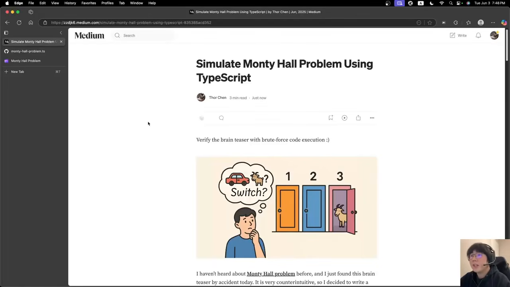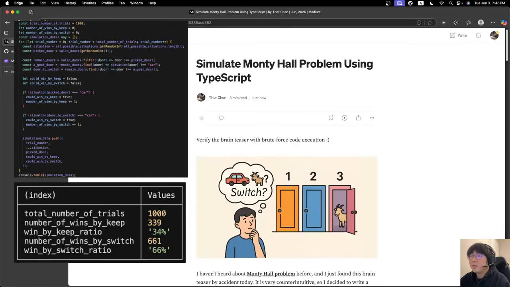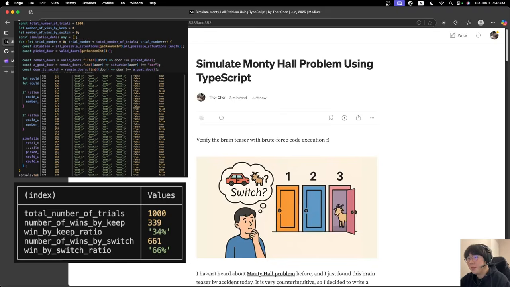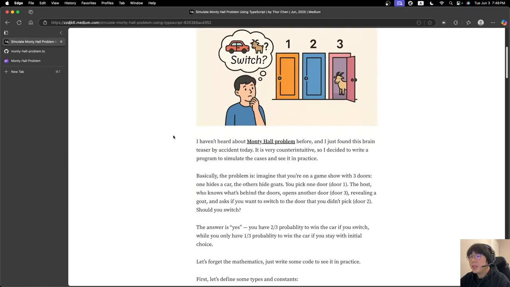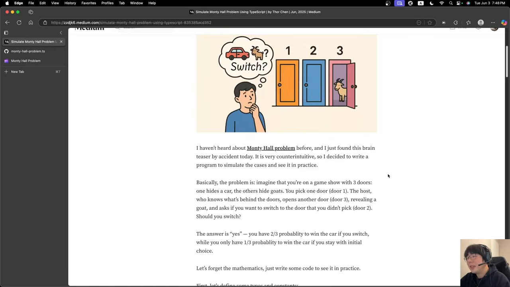Hey, today I would like to show you how I simulate the Monty Hall problem using TypeScript. Basically the problem is, imagine that you are on a game show with three doors. One hides a car and the others hide goats. You pick one door, say for example door 1.